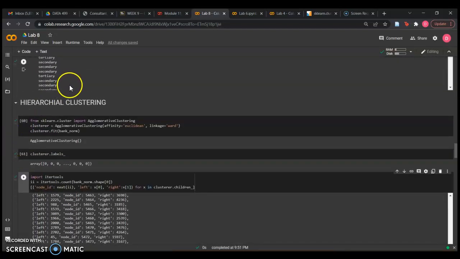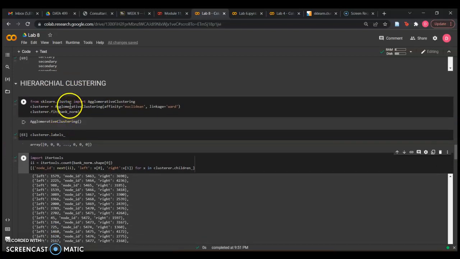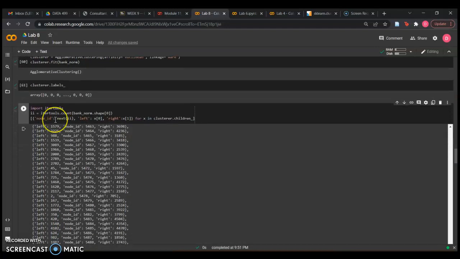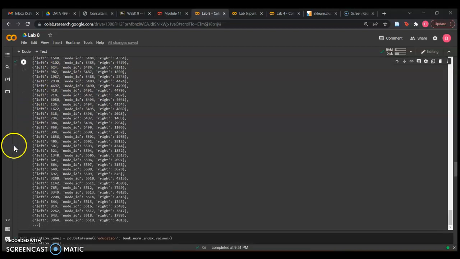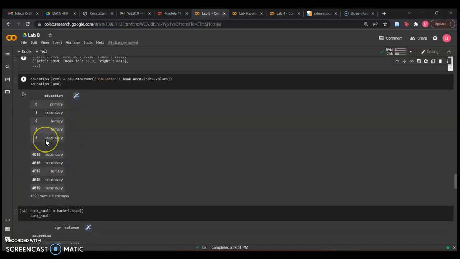And then after that, I did the hierarchical clustering. And so here I was just feeding it the bank norm. Once again, like I said, the normalized data for the bank data set. And then here is where we see the relations based on the index number, how they're related to each other. And then at the bottom here, if we want to see how these relate to one another, we can go ahead and do that.